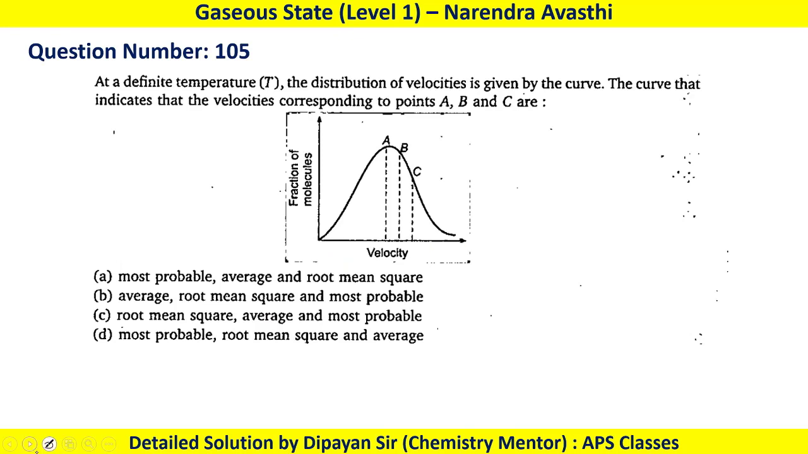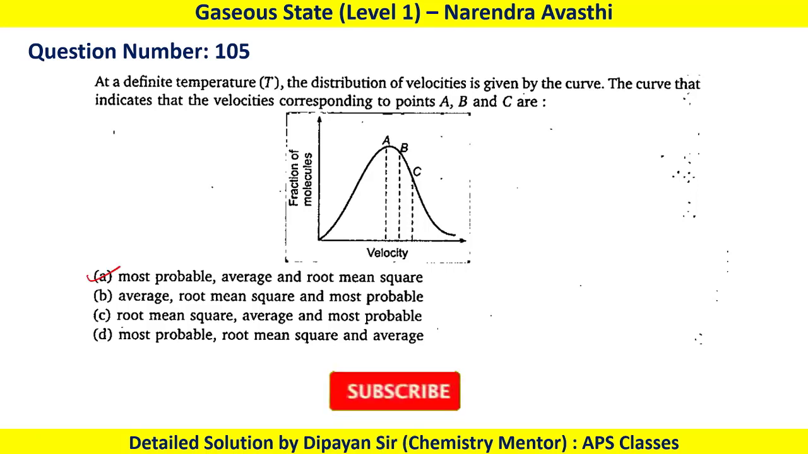In question number 105, we have a plot of fractions of molecules. So A represents the most probable velocity, B represents the average velocity, and C represents the root mean square velocity. So for question number 105, option A will be the correct option.